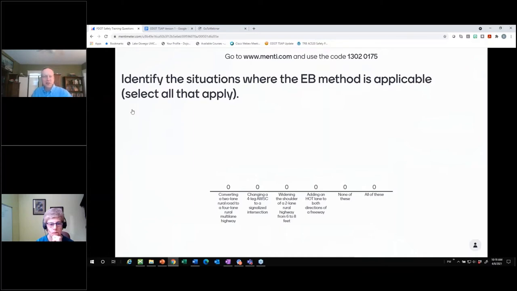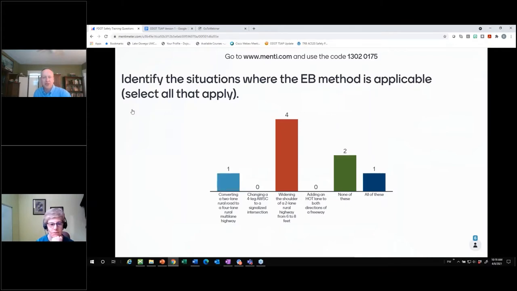And I'm going to read it just in case you're having a hard time reading it. The left is converting a 2-lane rural road to a 4-lane rural multi-lane highway, and changing a 4-leg all-way stop control to a signalized intersection. The middle one is widening the shoulder of a 2-lane rural highway from 6 to 8 feet, and adding an HOT lane to both directions of a freeway. And then there are the none and all categories: none of these, all of these.